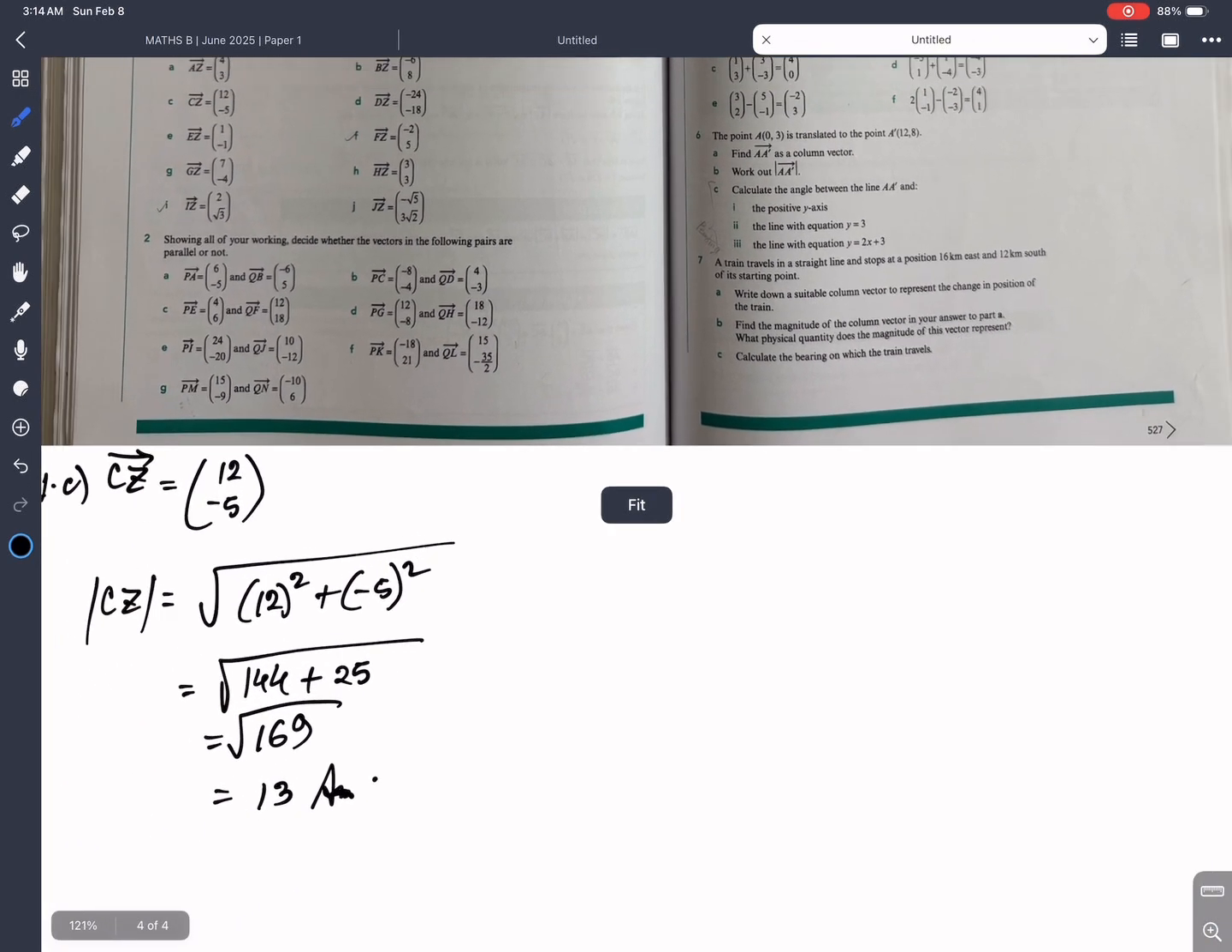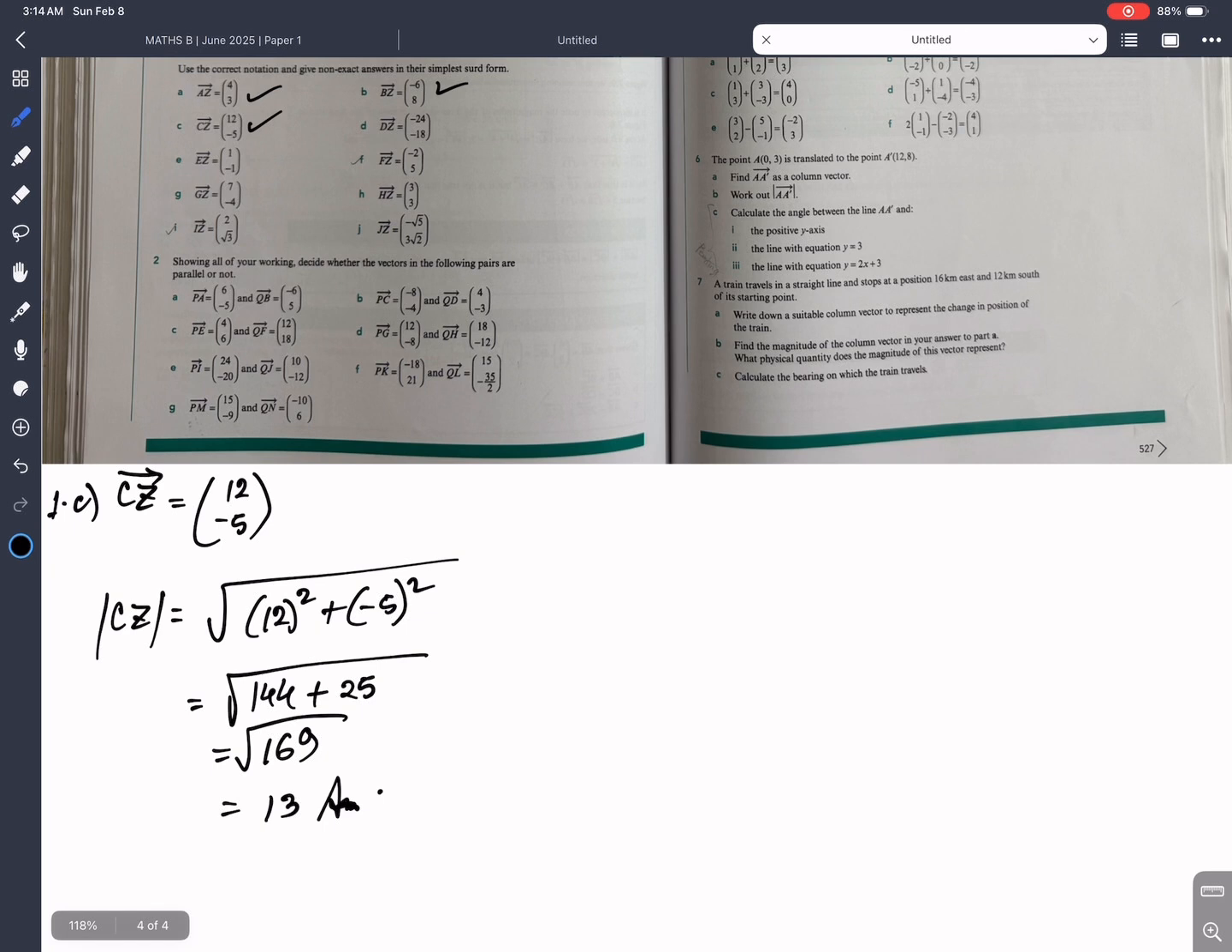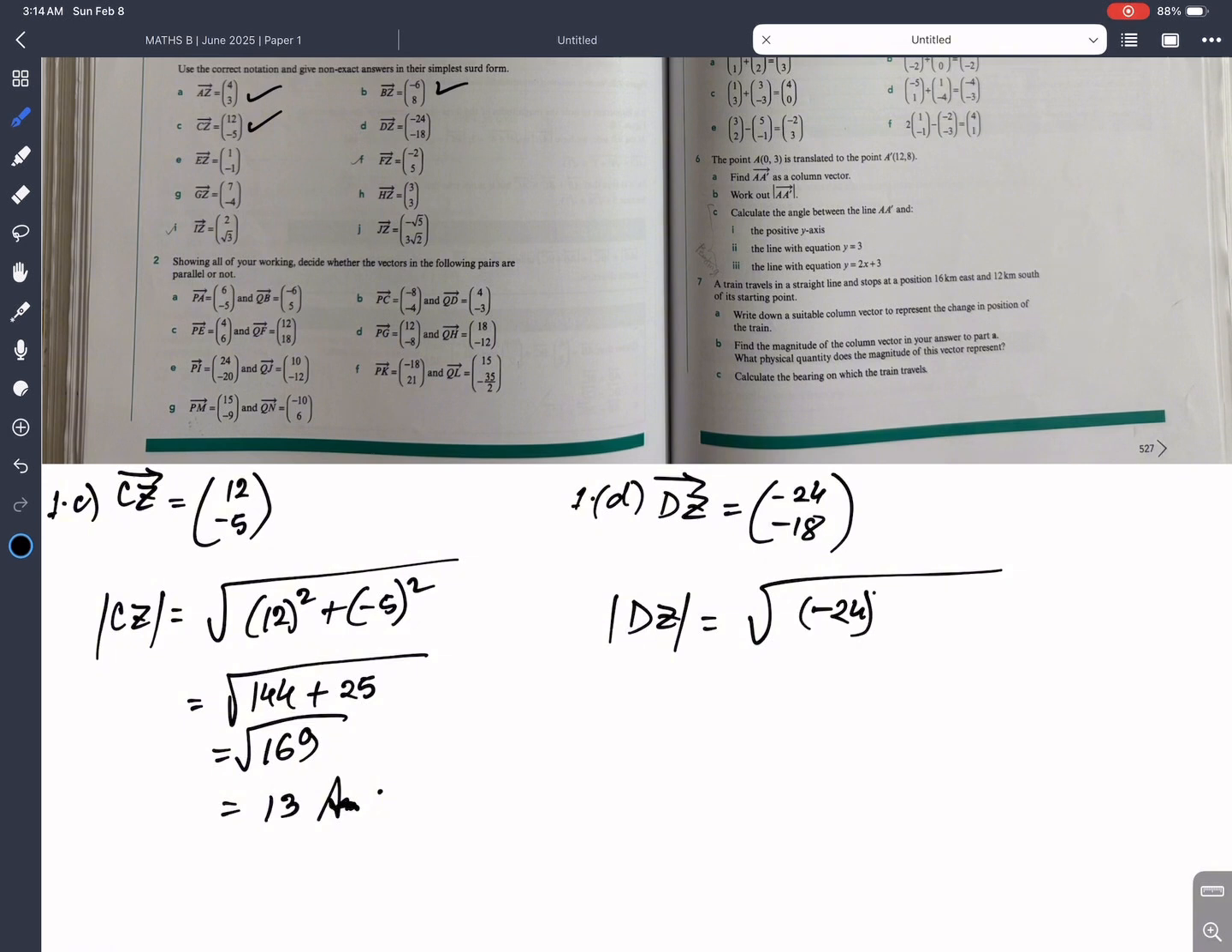Now let's do 1D. So we are done with these three. 1D, DZ, column vector (-24, -18). So the DZ modulus is equal to root over negative 24 square plus negative 18 square. Let's calculate. This is going to be 900, and root over 900 is 30. We're done with 1D.